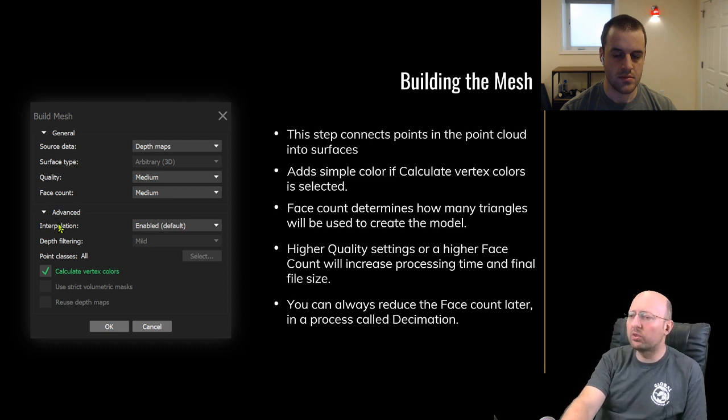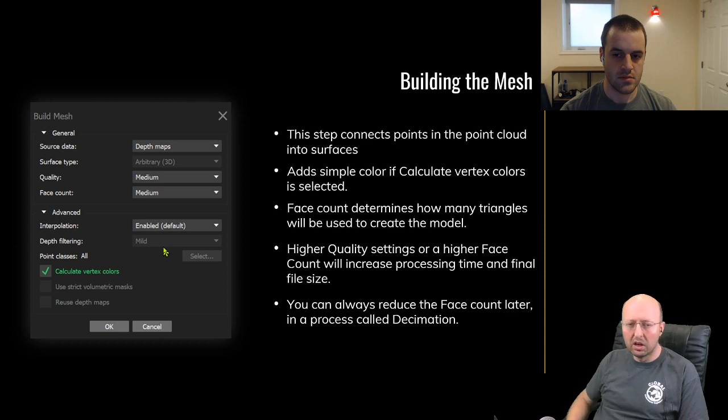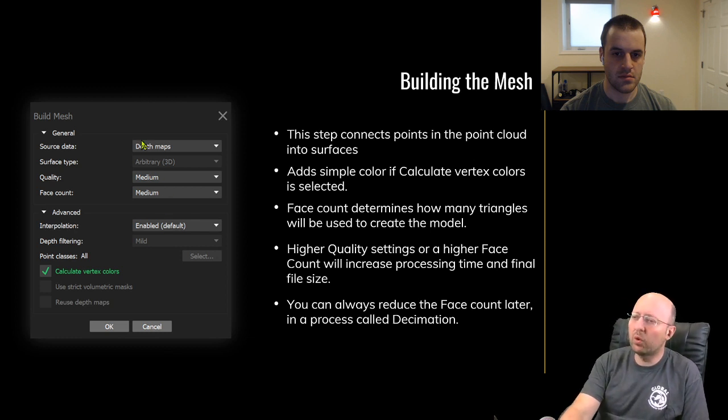Okay, under advanced, we have this thing, interpolation. Unless you have a good reason not to, just leave this as enabled. This is all to do with what Agisoft is going to do when it finds a hole in the model, how it manages, let's say, a hole in the model or an area with poor data. So again, I would always leave this enabled unless I was finding a problem, and then I would change it. If you are building the mesh from a dense cloud rather than a depth map, you might get depth filtering. I would generally leave that on whatever the default is, which I think is probably aggressive.